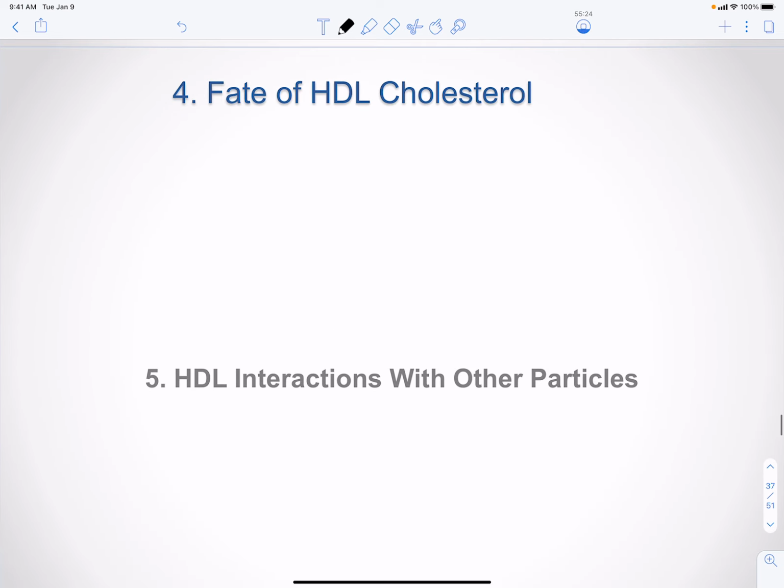So what's the fate of the cholesterol? The primary clearance of HDL from the blood is through its uptake by scavenger receptors.